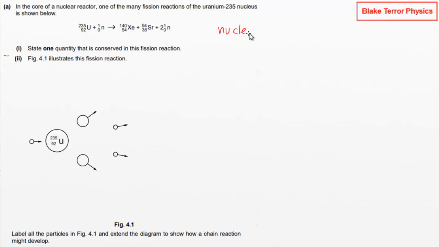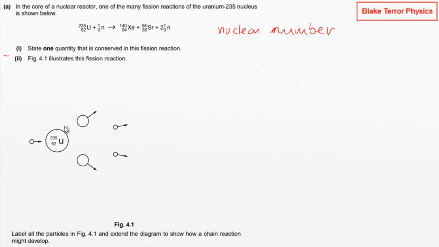You can have any of them. There's so many of them. I can't even write the word number. Right, there we go, nucleon number. Figure 4.1 illustrates this fission reaction, or it could do. Label all of the particles and extend the diagram to show how a chain reaction might develop.